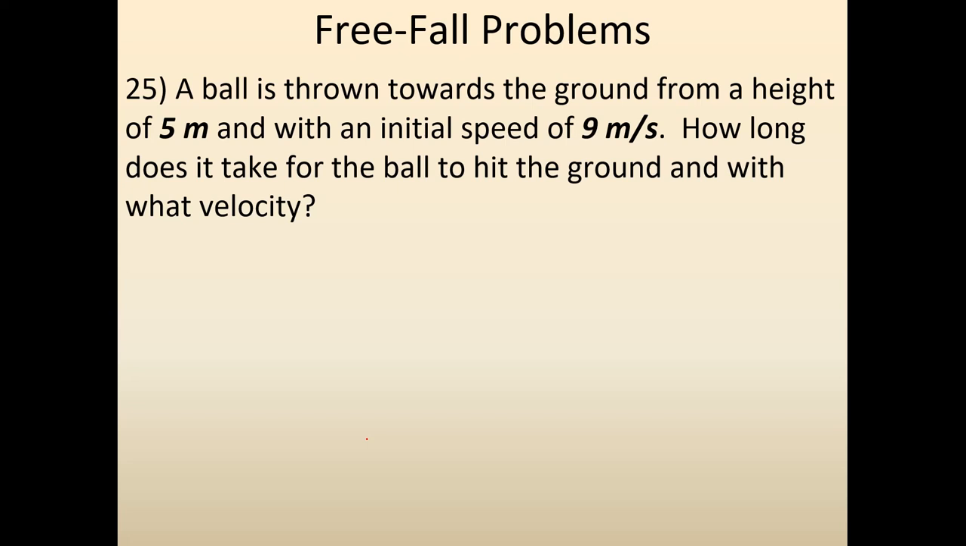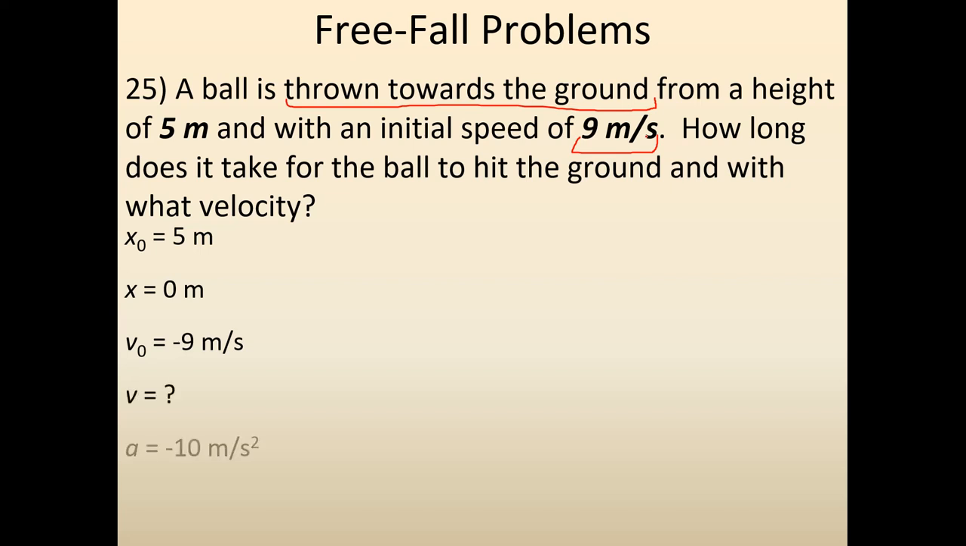All right, here, instead of dropping the ball, we're now going to throw the ball. So a lot of the variables stay the same. So again, my positions are still going to be 5 initially, 0 at the end. Now though, I do have an initial speed. And again, I need to be careful with my sign. So this is being thrown towards the ground at 9 meters per second. So I'm going to make this a negative 9 meters per second. Then I do final velocity again, acceleration, and time.